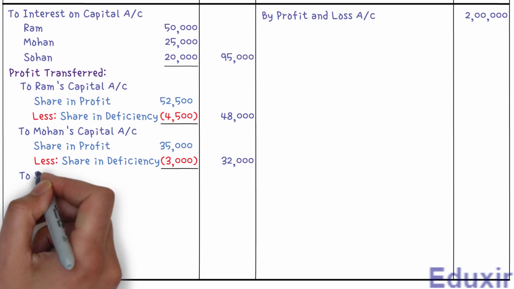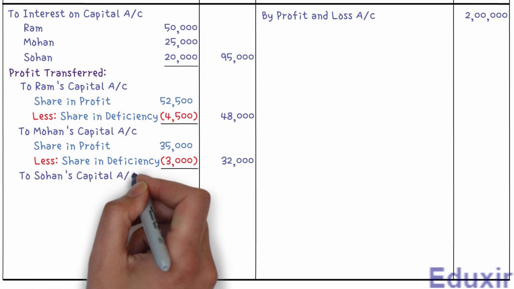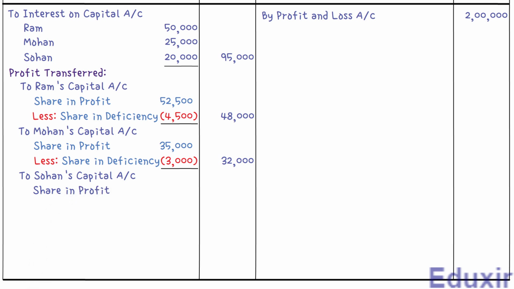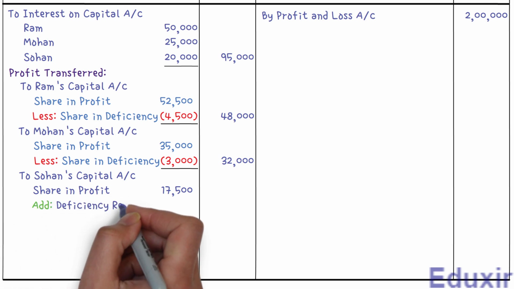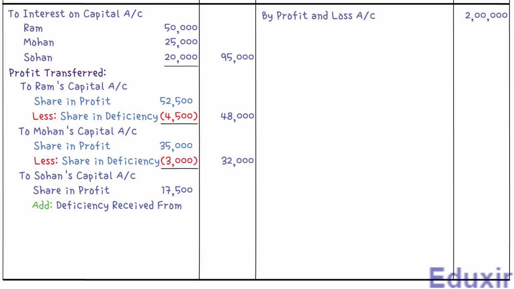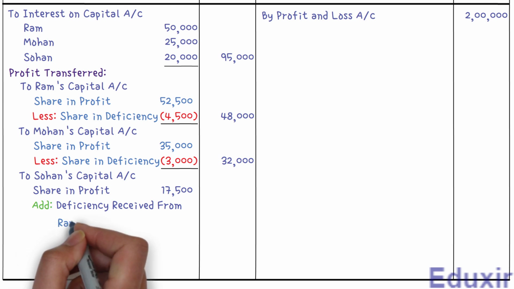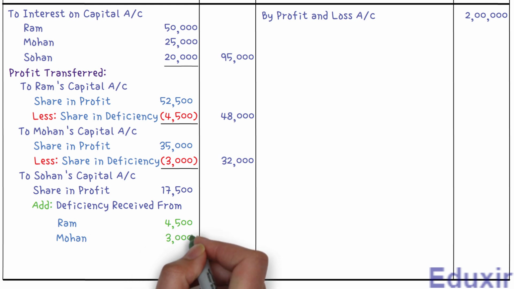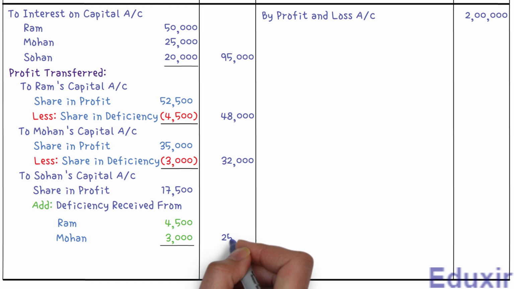Let us then write to Sohan's capital account. Let us then write partner Sohan's share in profit calculated as per the profit sharing ratio, which is 17,500 rupees. To this, let us add the deficiencies received from other partners. Now, the contribution to this deficiency by the partner Ram is 4,500 rupees. The contribution to this deficiency by the partner Mohan is 3,000 rupees. Now, to 17,500 rupees, if we add 4,500 rupees and 3,000 rupees, we get 25,000 rupees. Let's write this in the amount column.